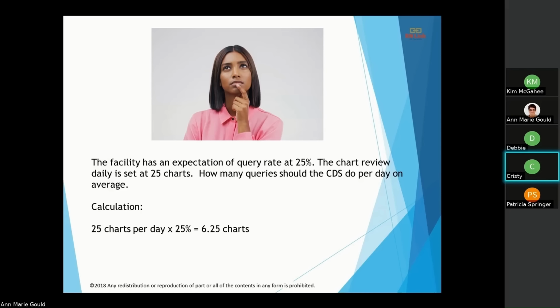My personal experience is I try to catch up for the whole week. Sometimes I have less on Monday, but I try to catch up Tuesday, Wednesday, Thursday, so I can reach that expectation of 25 charts. Does that make sense, everybody?